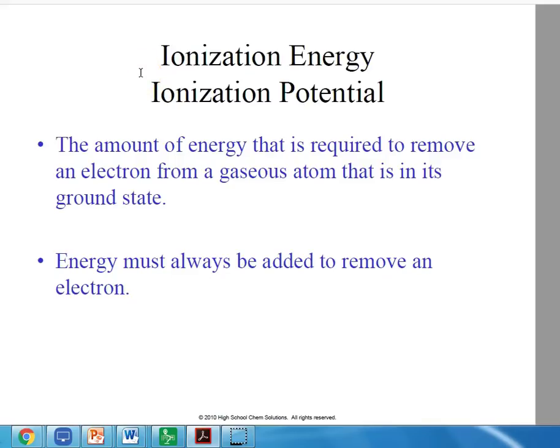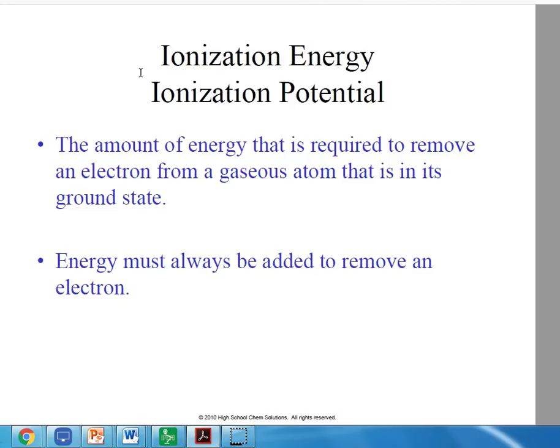Alright, so in the last video we talked about our first and second periodic trends, which were atomic radius, or size of the atom, and ionic radius, or size of the ion. In this lesson we're going to start by talking about ionization energy, or the ionization potential.